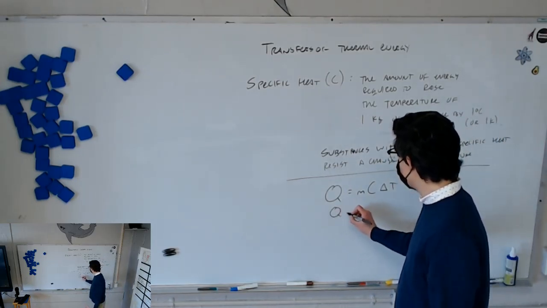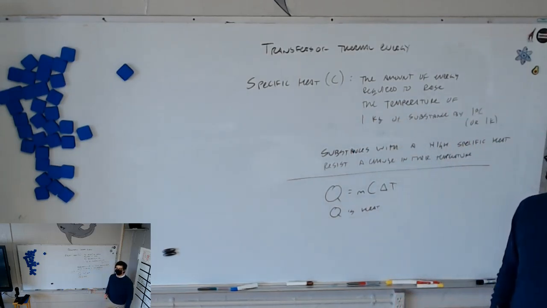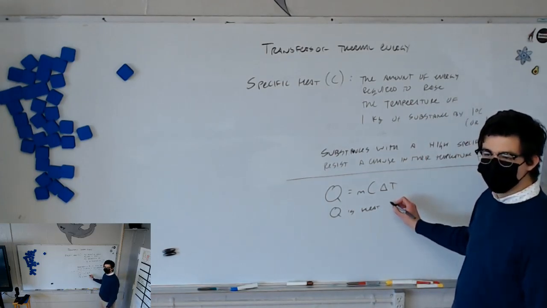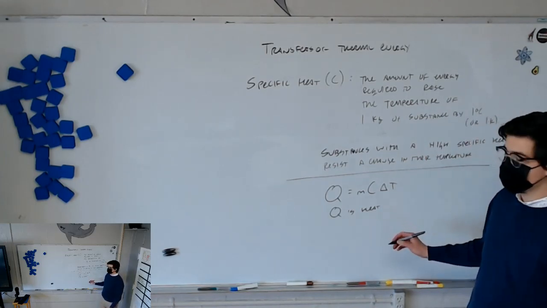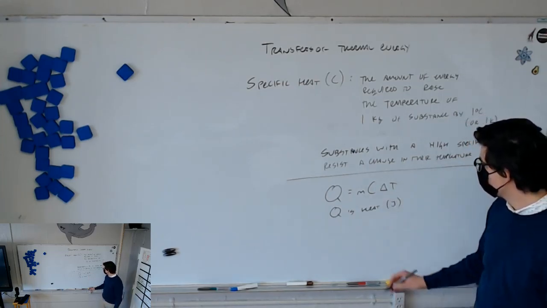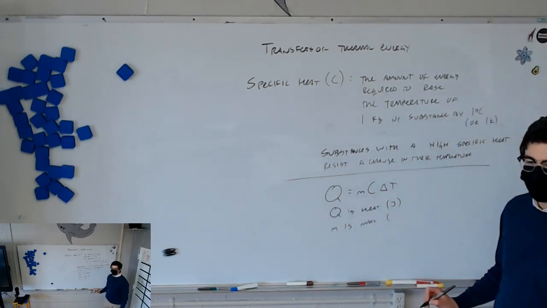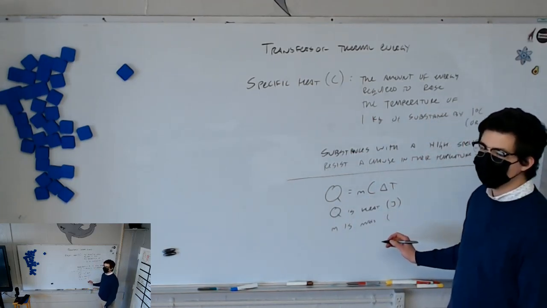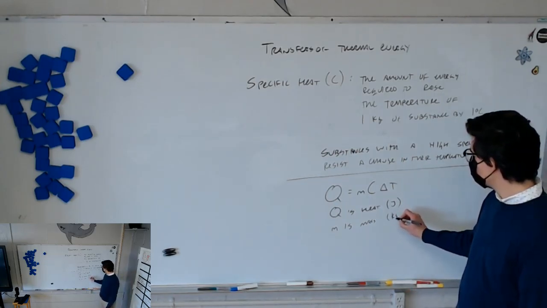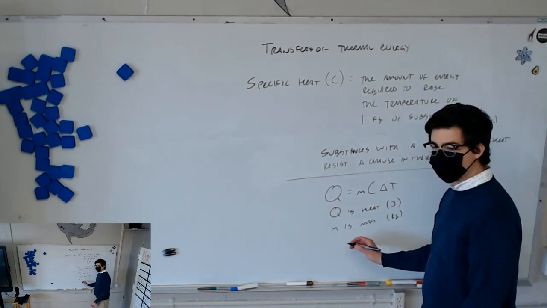So Q is heat. How would we measure heat? In what units? Celsius? Fahrenheit? Nope, heat is a type of energy. Thermal energy. Joules. M is mass. How do we measure mass generally in science? Kilograms.